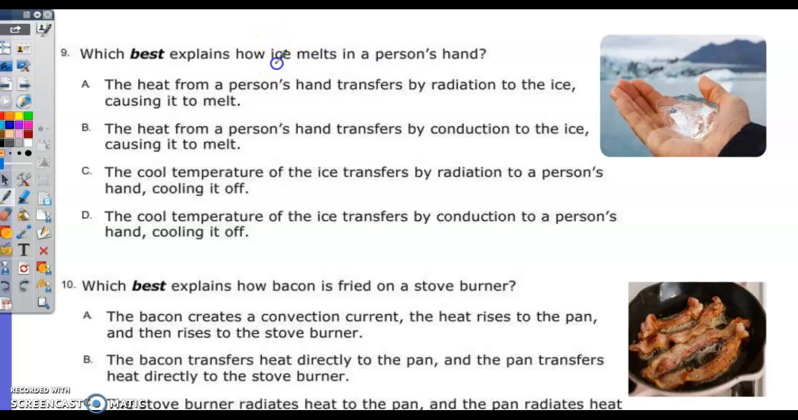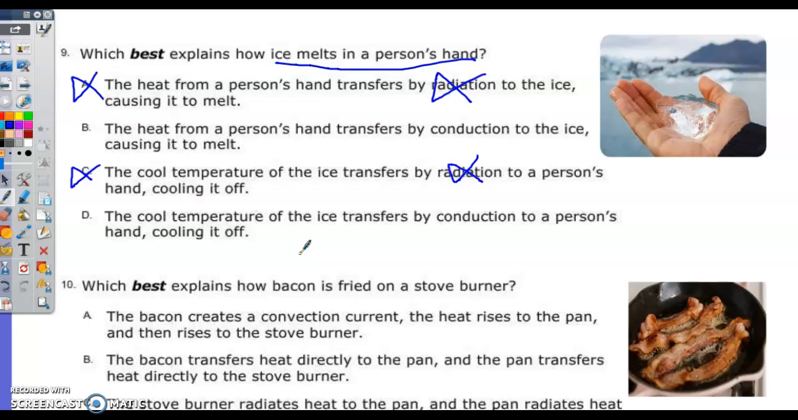Okay. How many times have we said ice melting in someone's hand in this classroom? Probably 50. You agree with that? So, Cruz, when I say ice melting in a hand, what word am I looking for? I'm looking for conduction, so guess what? Radiation, and radiation, I'm getting rid of C, and I'm getting rid of A before I even read them, because they're not the right answer. The heat from a person's hand transfers by conduction to the ice. That sounds good, doesn't it, Addie? What about D, though? The cool temperature of the ice transfers to a person's hand, cooling it off.